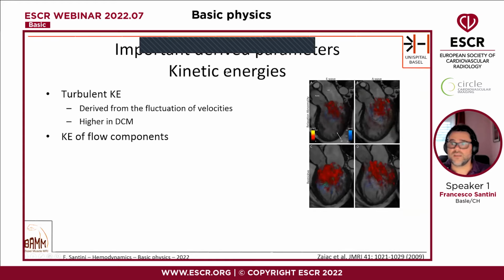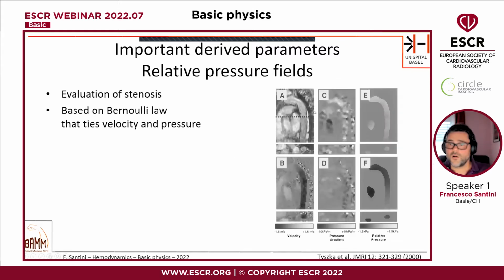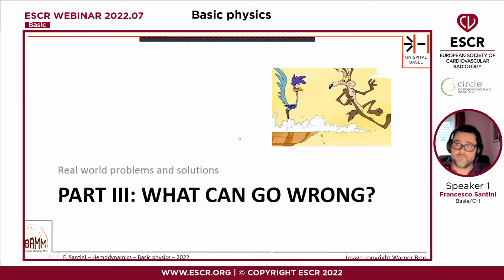Then other parameters are the kinetic energies, to see how the velocities fluctuate and how much kinetic energy the blood has at some specific points in the heart or in the vessel. This is sometimes correlated with dilated cardiomyopathy, for example, but we will see it in a more clinical setup afterwards. Or finally, we can also derive some pressure fields. When we have a stenosis, for example, we can see the pressure drop through a stenosis because velocity and pressure are intimately related with the Bernoulli law. So we can measure a lot of things.